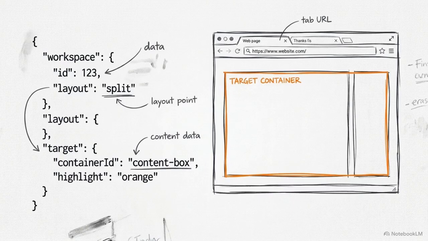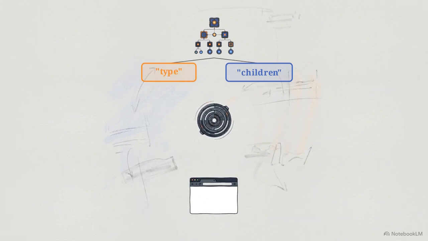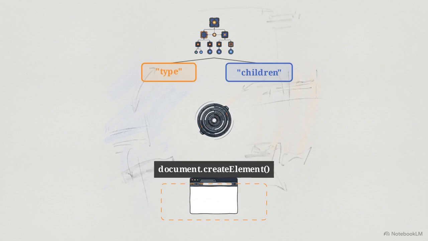To engineer our own version of this rendering sequence, our algorithm needs exactly two inputs: that parsed data object we just examined, and a target container on the web page where the final element will live. This flowchart illustrates the render pipeline. The algorithm takes the parsed object, reads the type string, and asks the browser to allocate memory for a new element. It passes the type directly into the document.createElement API, creating a hollow wireframe container.